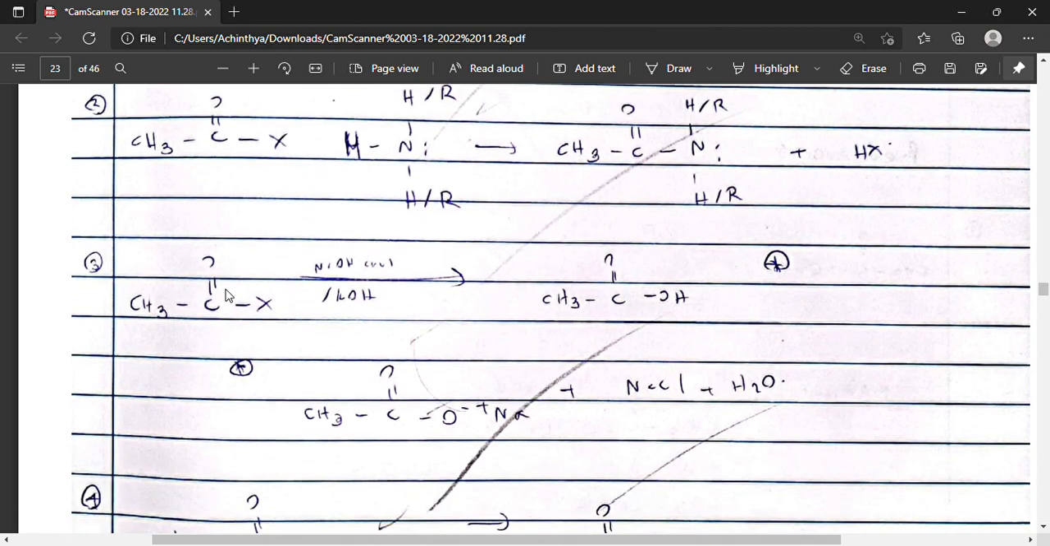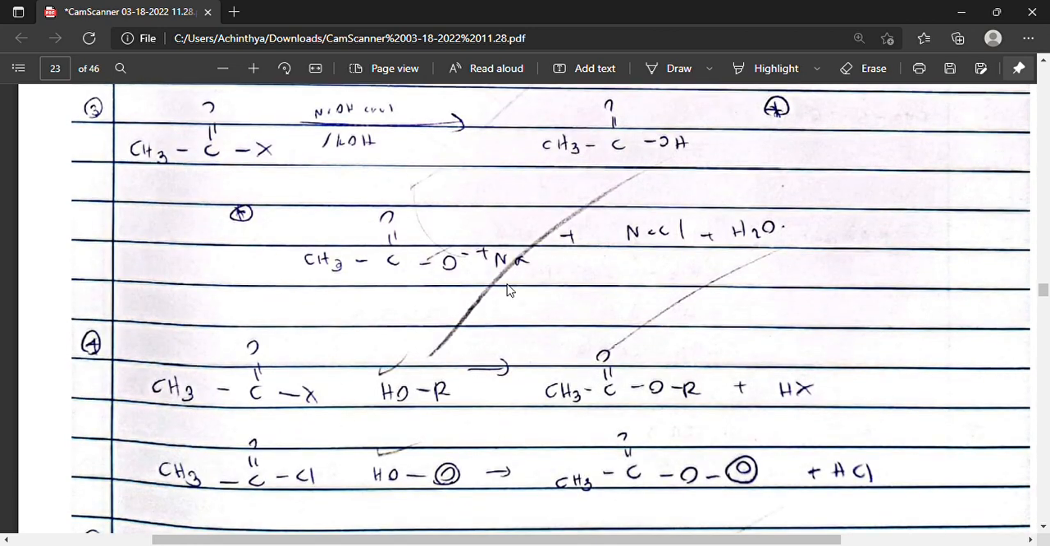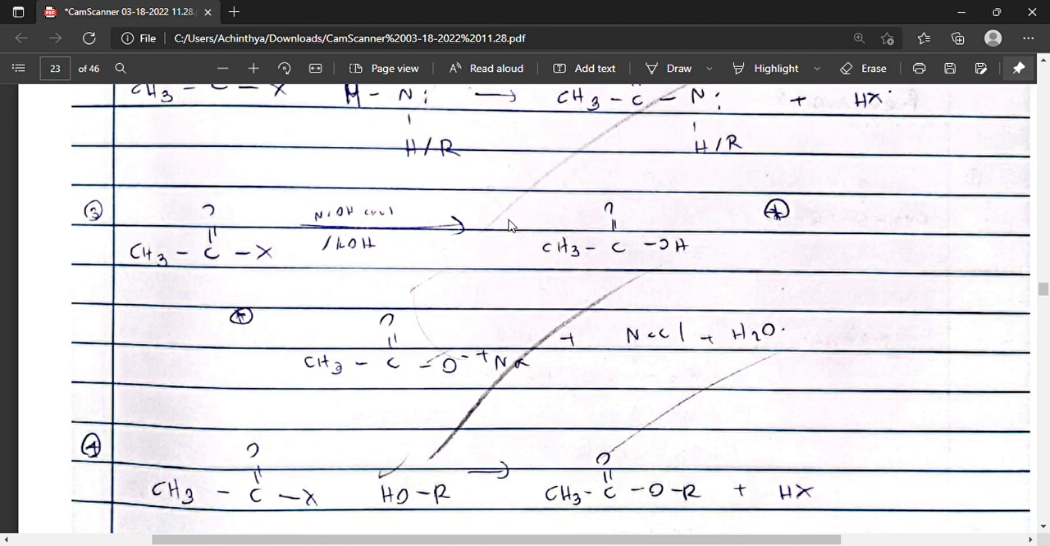Another thing we can do with it is we can add sodium hydroxide or potassium hydroxide, any base, and it will form the respective carboxylic acid. Well, technically it will form the sodium salt of the carboxylic acid along with these two byproducts, but yeah, this is the reaction.